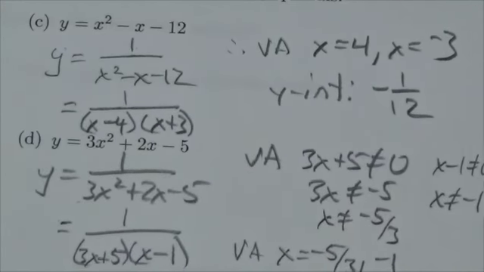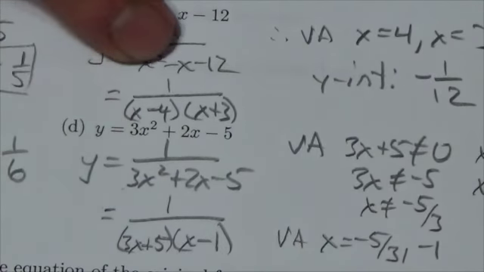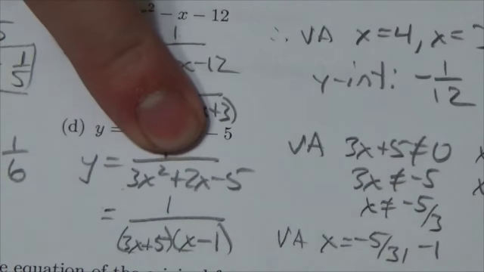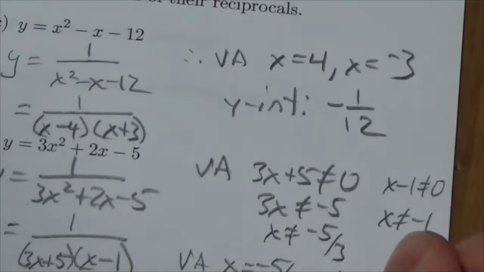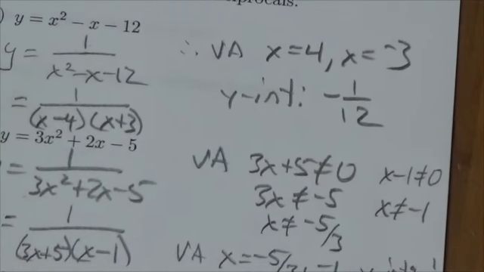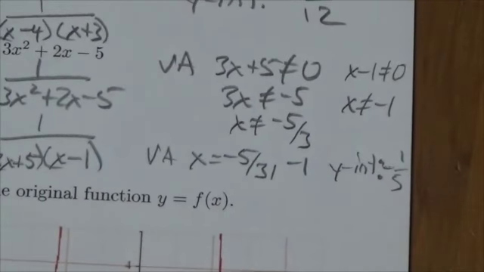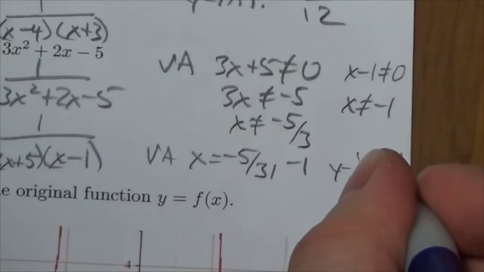Now, the y-intercept is so easy to find because you just look at the original function. The y-intercept of the original function is going to be negative 5. Those two terms will just disappear. So the y-intercept will be negative 1/5. Okay, let's say it again. Negative 1/5.